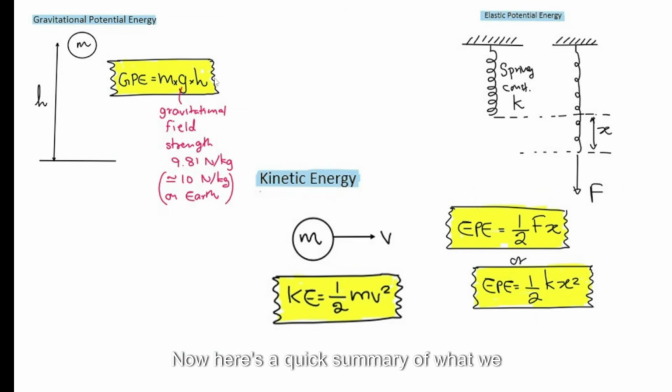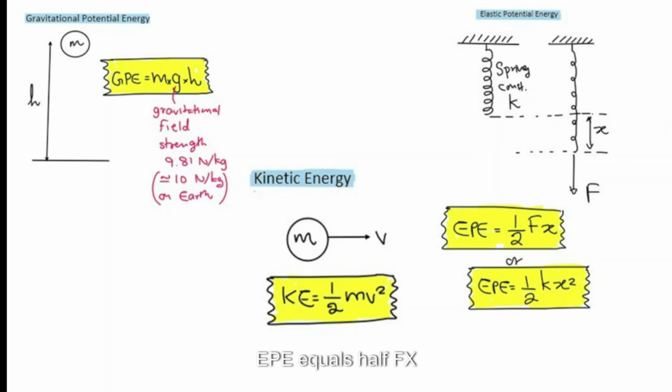Now here's a quick summary of what we discussed. GPE is given by the formula mgh. Kinetic energy is given by the formula half mv squared. Elastic potential energy is given by one of these two formulae: EPE equals half Fx, or EPE equals half kx squared.